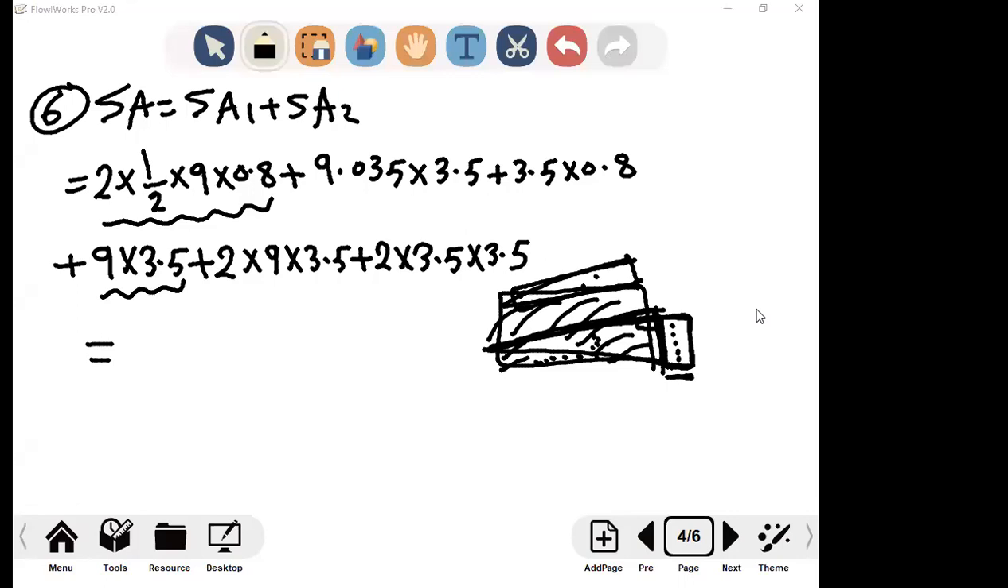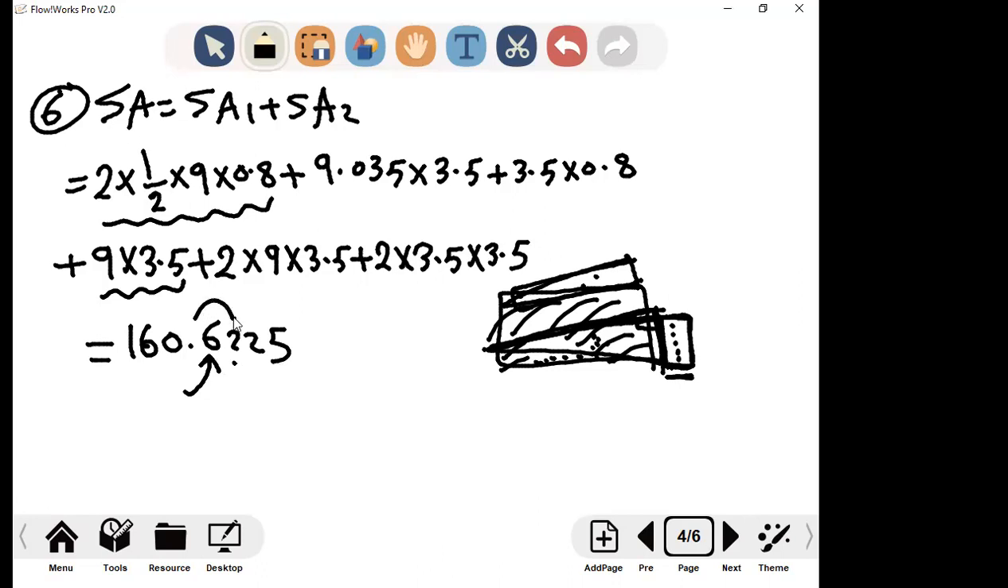The whole answer is 160.6225. This is the whole answer. But the question wants us to round it to the nearest tenth. This is the tenths, the first number after the decimal. Hundredth, this 2. Now, how do we round it?